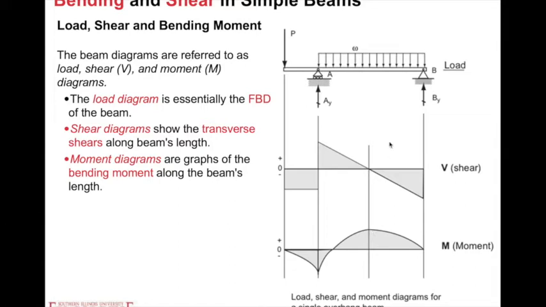So what do the diagrams mean? The first is the load diagram. It is essentially the free body diagram of the beam with the support or constraint forces solved. The reason we only have By here is because the distributed load and the concentrated load are all vertically directed, so Bx is equal to 0.